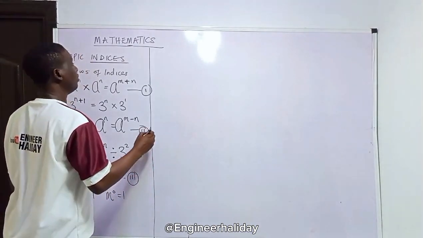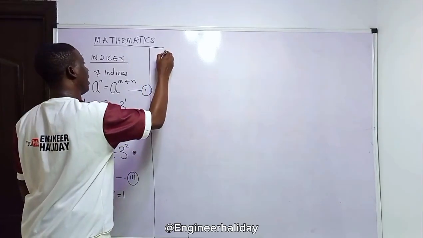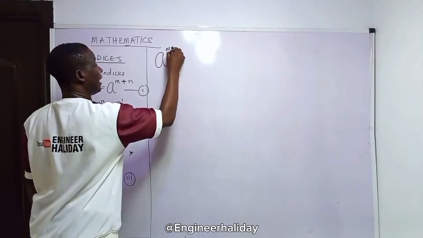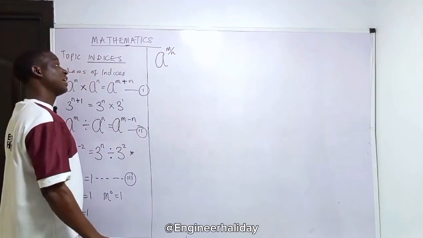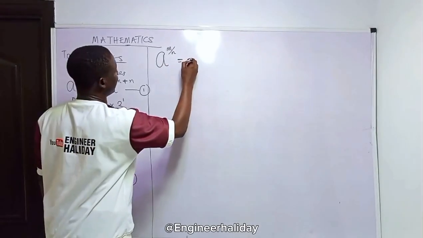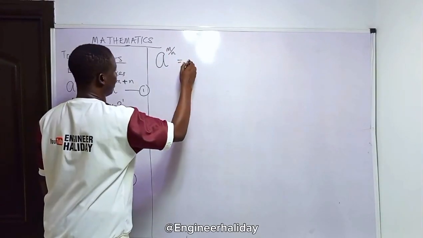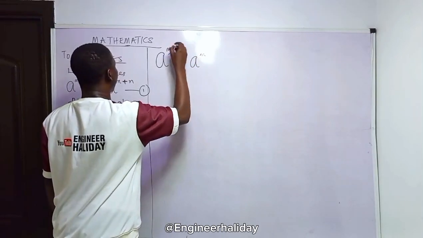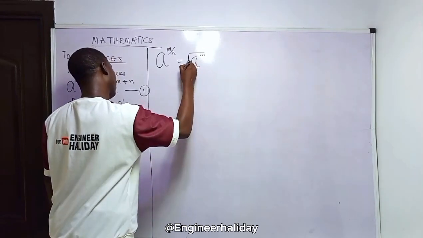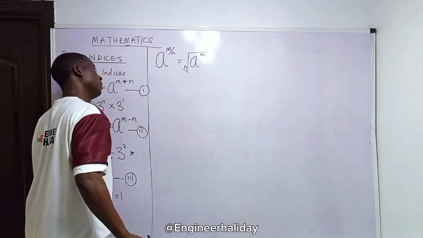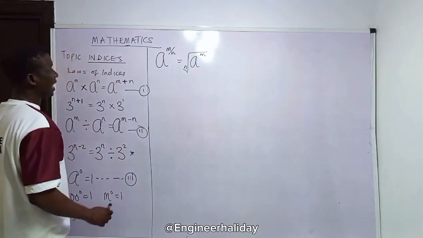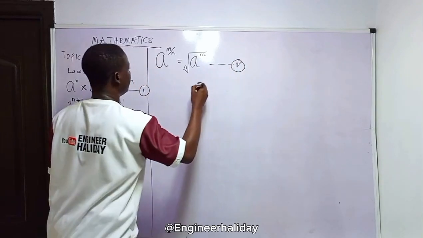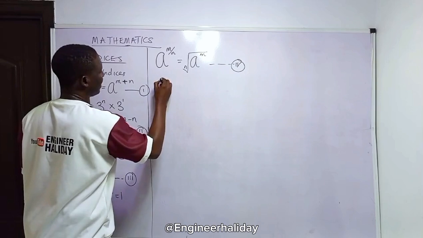Law number four is when we have a fractional power. Let's say a raised by m over n. Now, a raised by m over n is the same thing as what? That means fractional power. It is the same thing as the nth root of a raised by m, where this one will form the power, then this one will form the root. Let me call this one equation 4.